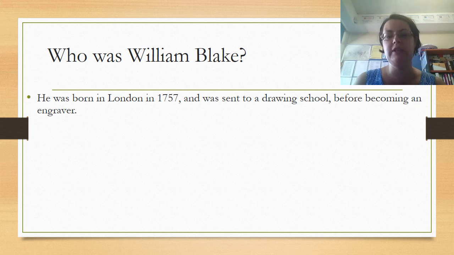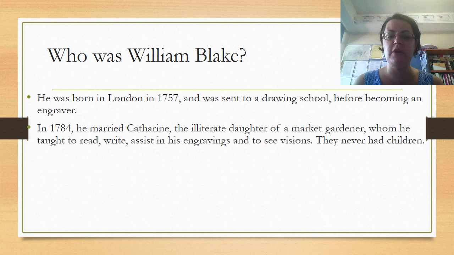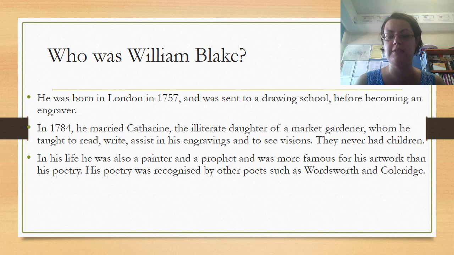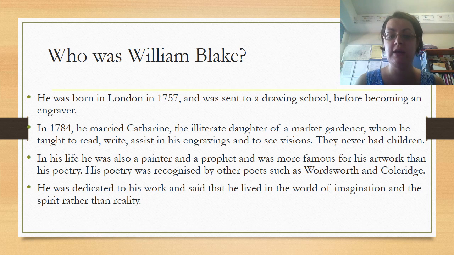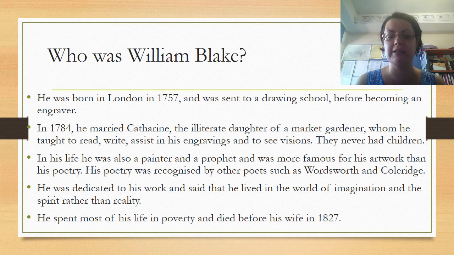William Blake was born in London in 1775. In 1784 he married Catherine and taught her to read, write and assist him in his engravings. He was a painter and was actually much more famous for his artwork than his poetry, and he was dedicated to his work, said to be living in a life of imagination rather than reality. He lived most of his life in poverty and died in 1827.